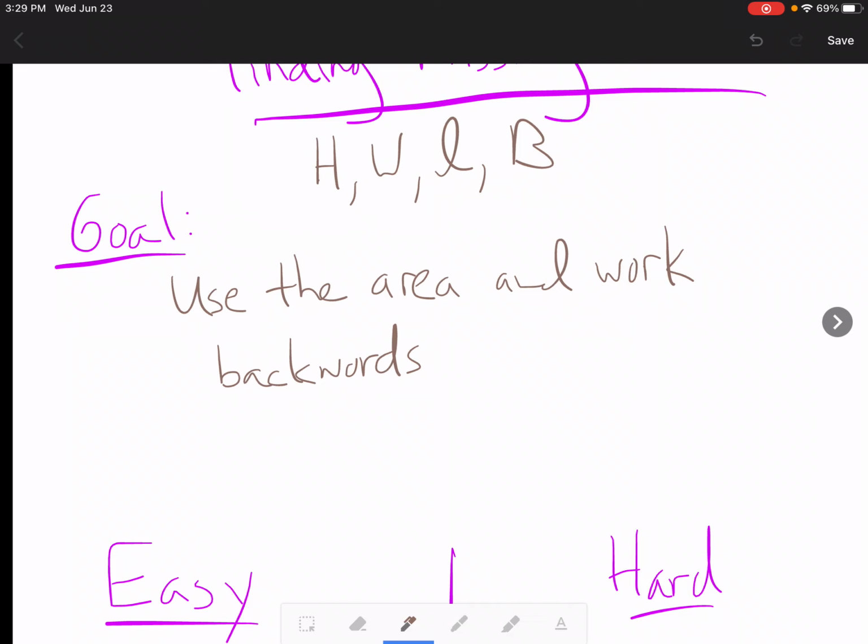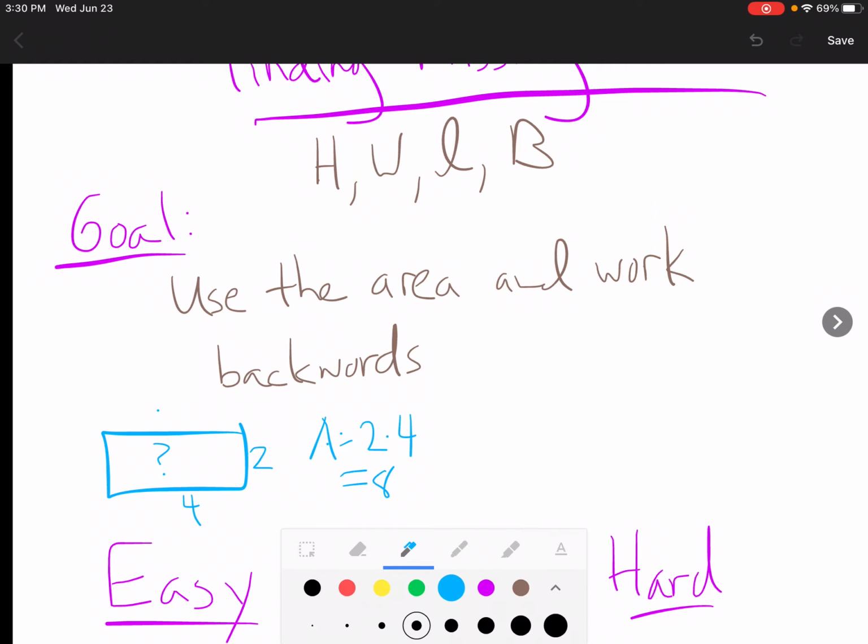Before this, what we used to do was be like, okay, hey, here's a rectangle. This is 4, this is 2, what's the area? And you'd use the area formula and you'd be like, well, A is equal to 2 times 4, so area is equal to 8. And you'd walk away and be like, all right, I'm done, easy. Now, what we're gonna do is work backwards.